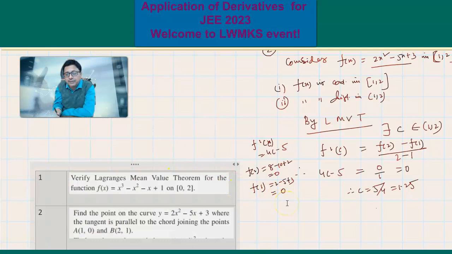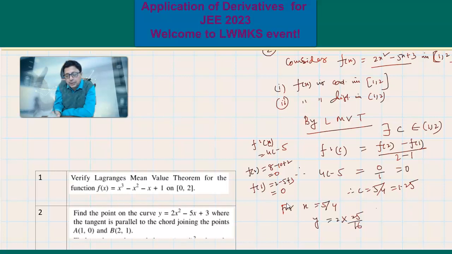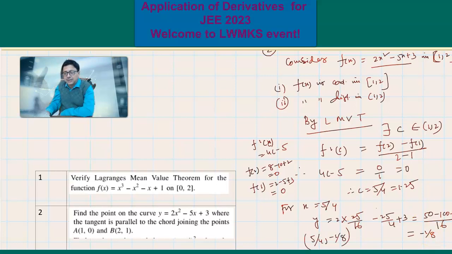If you put x equal to 5 by 4, y is going to be 2 into 25 by 16, minus 5 into 5 by 4, plus 3. Take 16 as the LCM, so it will be 50 minus 100 plus 48. This is minus 1 by 8. So the point is going to be 5 by 4 comma minus 1 by 8. You must check it once whether I am making any mistake over there or not. But this is the method.